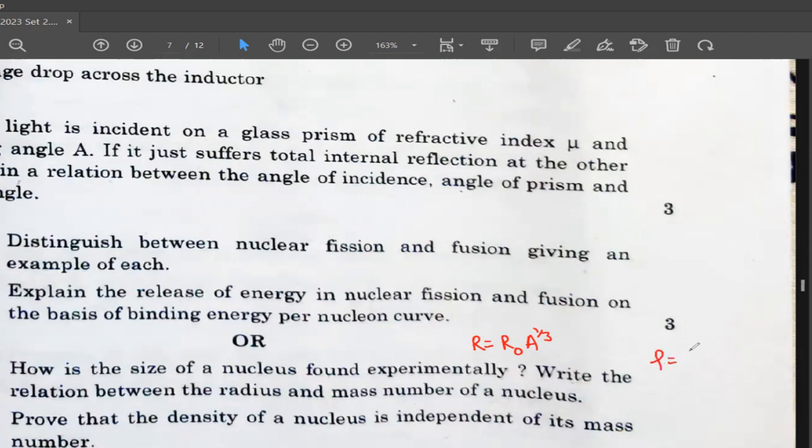Prove that the density of the nucleus is independent of its mass number. Nuclear density is mass upon volume. Mass of the nucleus will be the mass of one nucleon times the total number of nucleons, which is the mass number A, upon the volume of the nucleus, as it's a sphere, 4 by 3 pi r cube. Substituting the radius as R naught A raised to the power 1 by 3, we get R naught cube, A raised to the power 1 by 3 into 3, which will be A. A and A cancel out. Hence, the nuclear density is independent of the mass number.